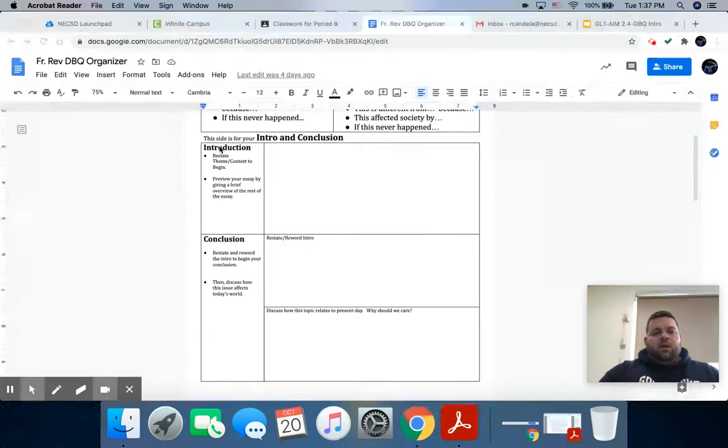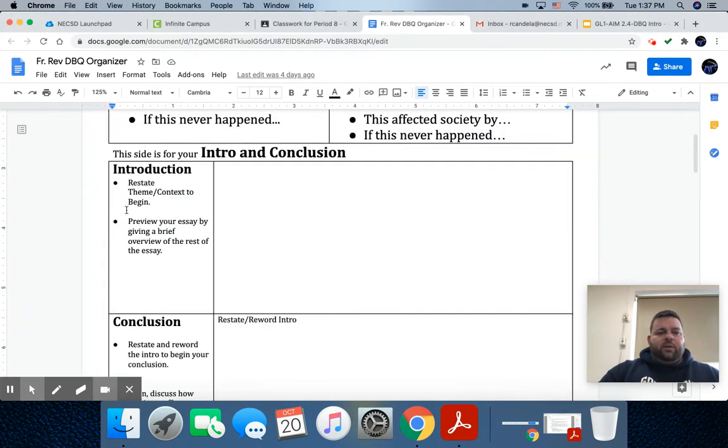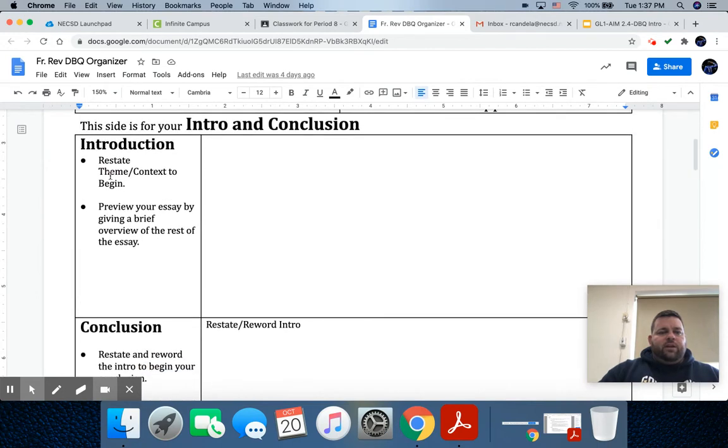So here we go. In the introduction here, you'll notice, and this is the case throughout the graphic organizer, I'm going to zoom in so we can see what's going on. In each box, here we are for the intro, there will be some text to guide your work, okay? This is telling us in the introduction box, we should begin by restating the theme or context, and make sure we preview the essay by giving a brief overview of the rest of the essay.